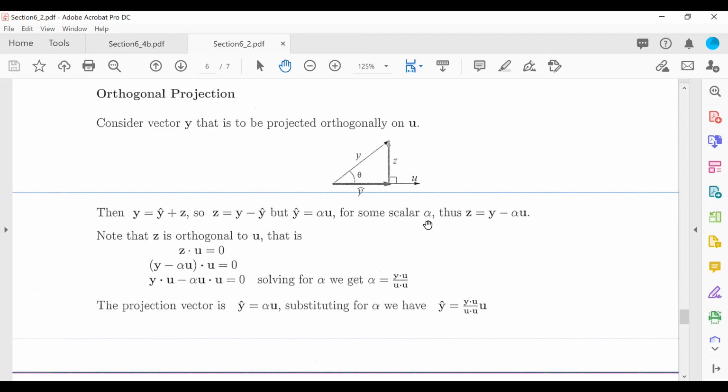times the vector u. Now, if you remember, we denote the vector z to be the perpendicular vector, and we can see from the geometric construction that y hat plus z is equal to y. So y is equal to y hat plus z. If we subtract y hat, we have z equal to y minus y hat. So this perpendicular vector z is my vector y minus the projection. We will use that in the Gram-Schmidt process.